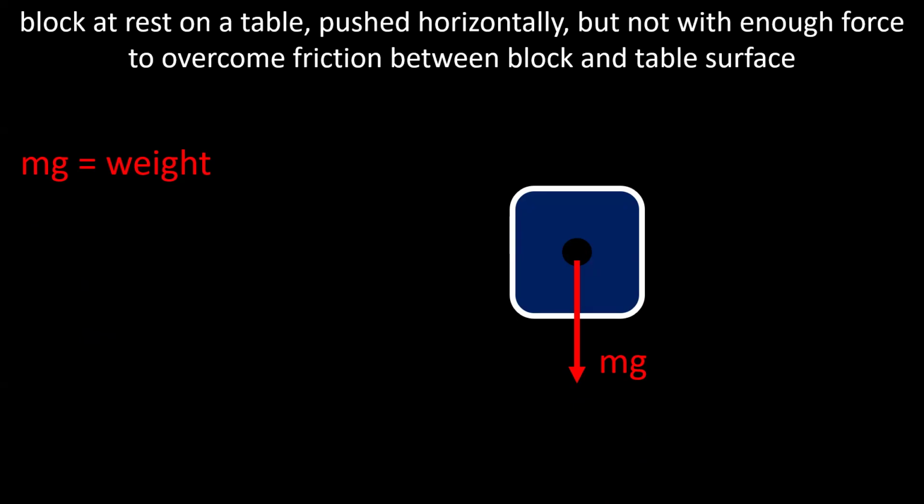So if it's supposed to be resting on a table, there must also be a what force on it? Starts with an N. Normal. And that goes straight up, and that's going to balance out the weight. Not because of Newton's third law, but because of equilibrium. So the block is not accelerating up or down.